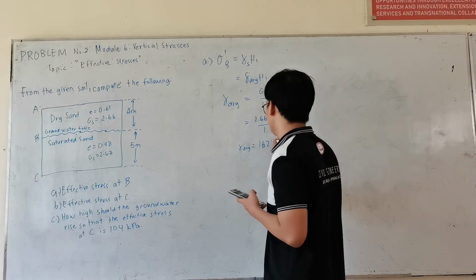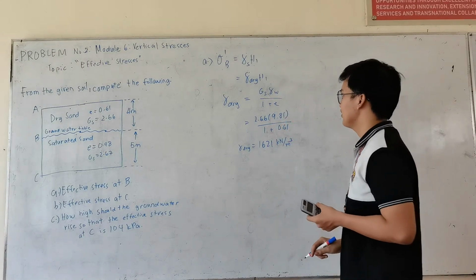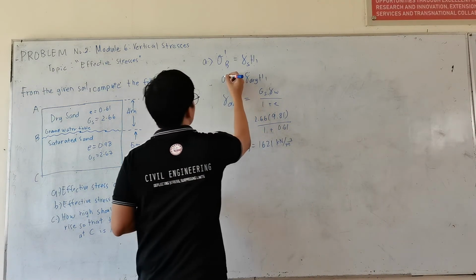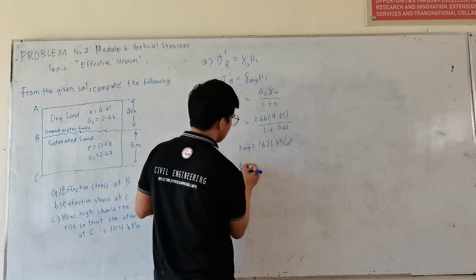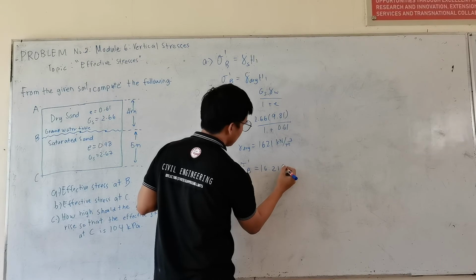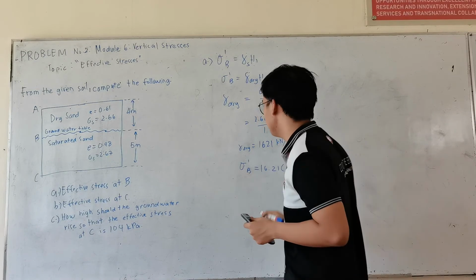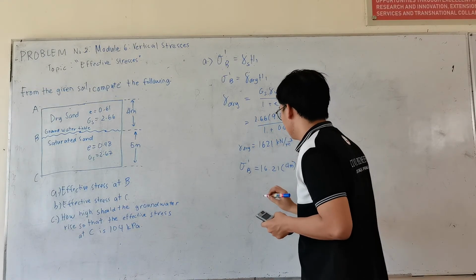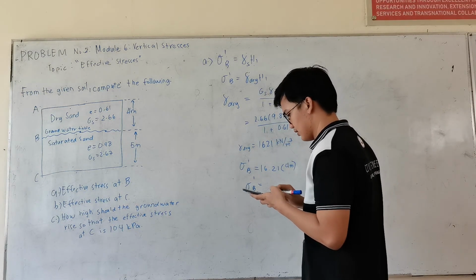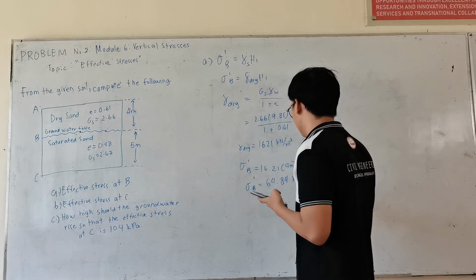So, ang γ_dry natin is 16.81 kilonewton per meter cube. So ngayon, mayroon na tayong unit weight. I-substitute na lang po natin ang mga given values. So, sa effective stress ng B is equals to 16.21 times yung height natin, yung kapal ng lupa, is 4 meters. So, ang effective stress natin sa B is equals to 64.84 kilopascal.